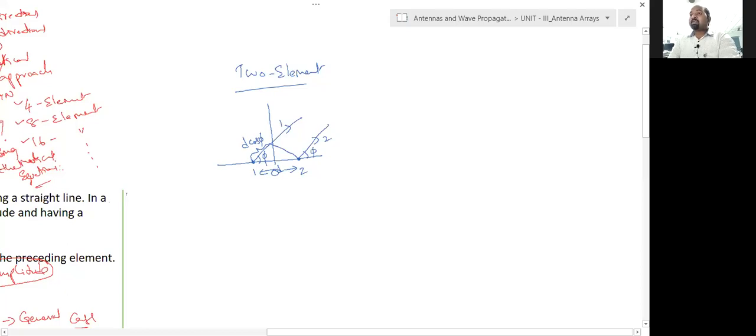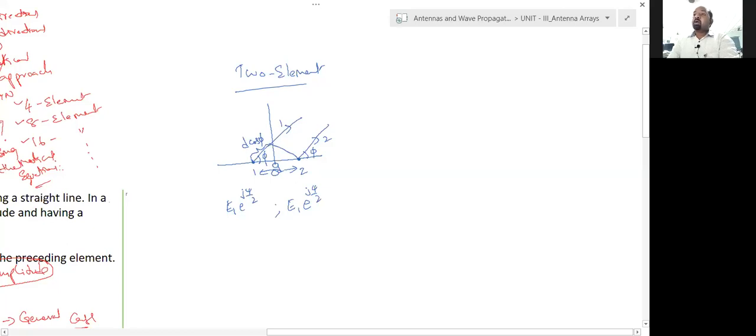So what is the electric field radiated by antenna 1? It is E1 e power j psi by 2, and the other is E1 e power j psi by 2, let us say. Why psi by 2? Because with respect to the origin, one element is on the left hand side and another element is on the right hand side. So therefore, psi by 2, psi by 2.